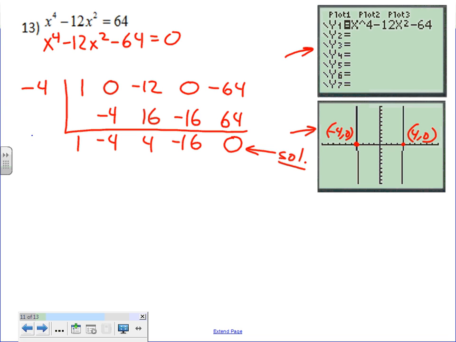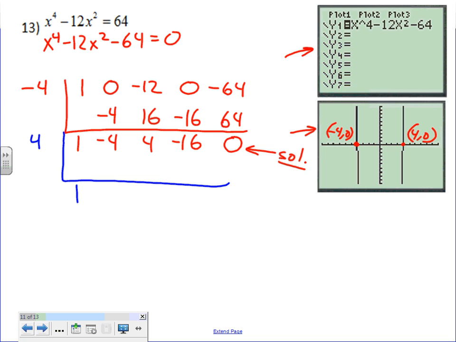So how do I test it? Synthetic division. I want to do this because we don't know if it's 4 or like 4.1 or somewhere near there. So it's some funky radical or an odd fraction or a decimal. So I'm testing it. So again, I use synthetic division.